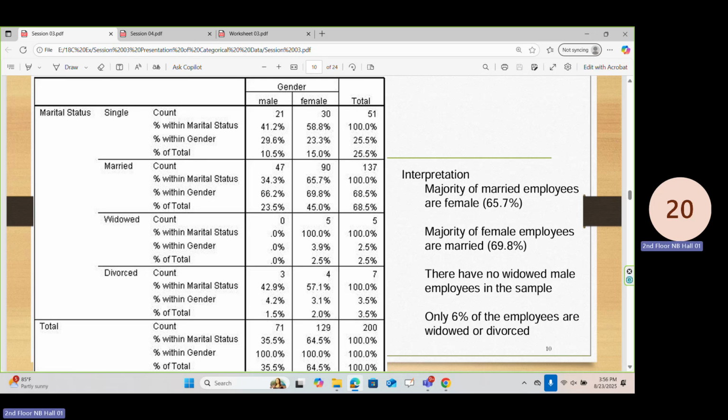6% of the employees here. 2.5% are widowed. 3.5% are divorced. Altogether 6%. Then we can say 6% of the employees are widowed or divorced. Clear? Okay. Then we can say most of the employees are married. Okay. Then 137 married employees are there.